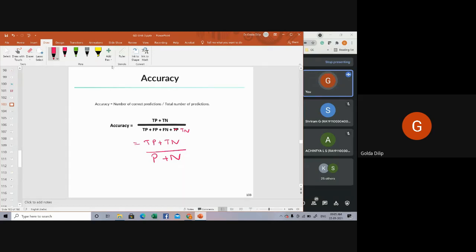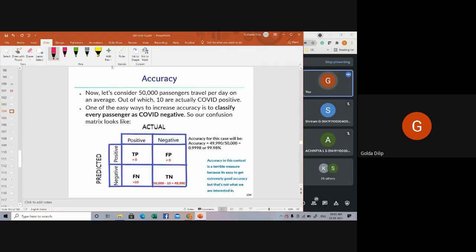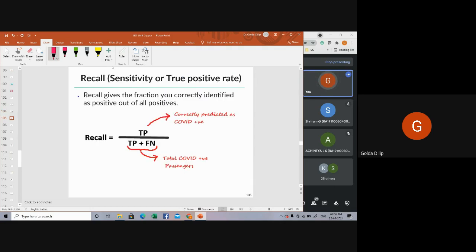So we saw the various cases or scenarios with respect to what happens when you try to increase the accuracy. When you classify every passenger as COVID negative... Out of the 50,000 passengers, we took a sample of 10 and identified four situations. Then we looked at how the confusion matrix looks.